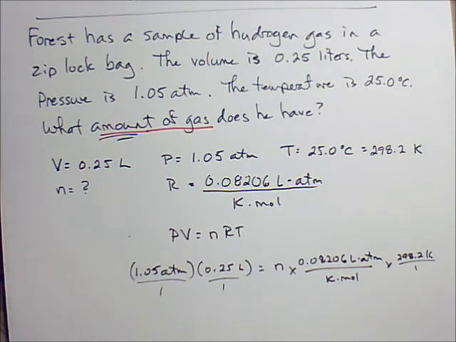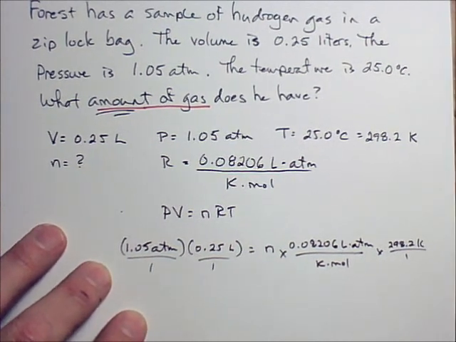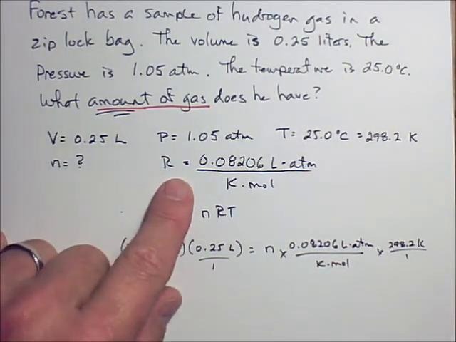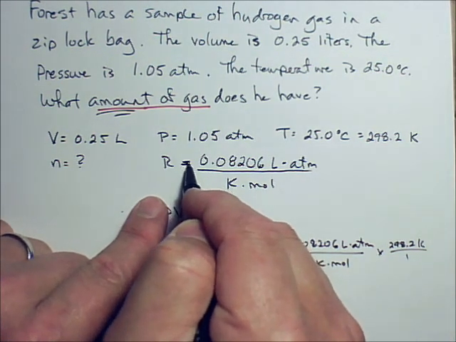Up there, does it say R equals the 0.0 thing, or is it R times? R is equal to. That's the gas constant.